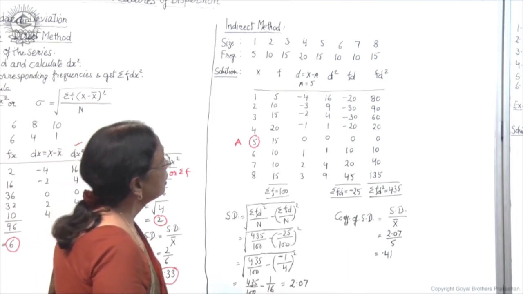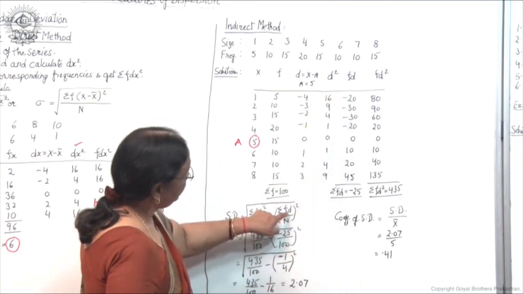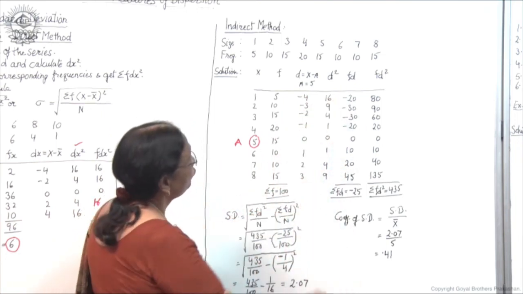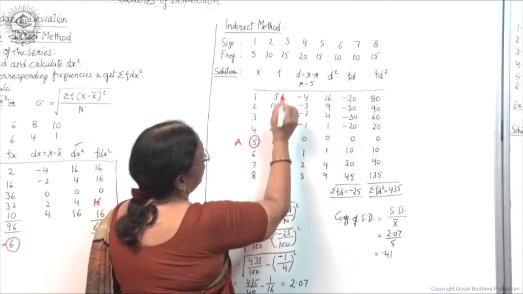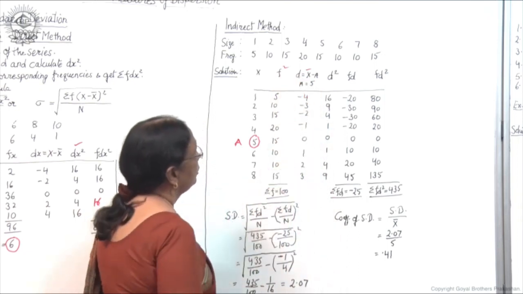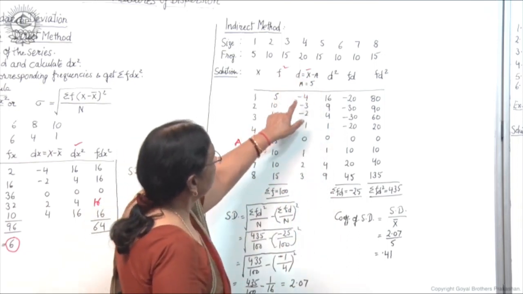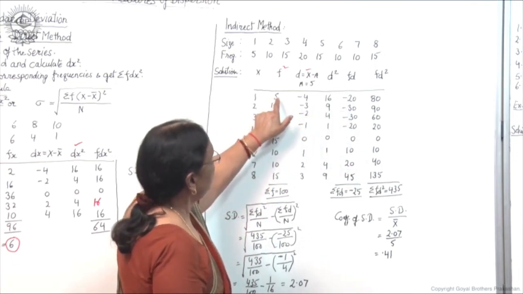Next step is to find out FD, because you need FD here in the formula. So you have to find out FD. How will you find out FD? This is D column and this is F column, right. Then you will multiply these two columns, that will become FD, right.